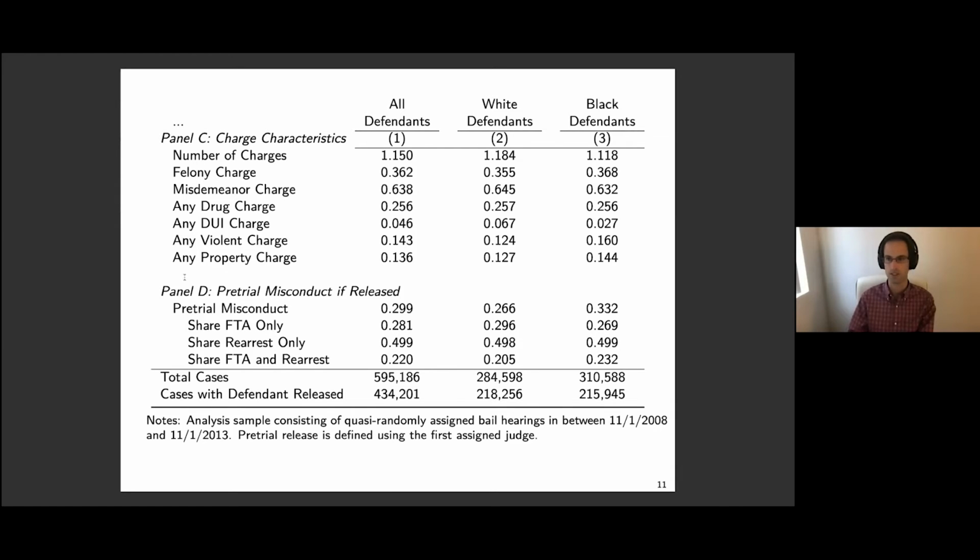Looking at panel D, which is our main focus, this is what we're going to want to selection correct for: differences in pretrial misconduct rates. You can see that white defendants have slightly lower pretrial misconduct rates than black defendants. But again, we can't really determine the overall misconduct rates here, because we don't know the misconduct rates of individuals that were detained, and we know black defendants were detained at higher rates than white defendants. So the first goal of the paper is to estimate average misconduct rates, not misconduct rates conditional on having been released.